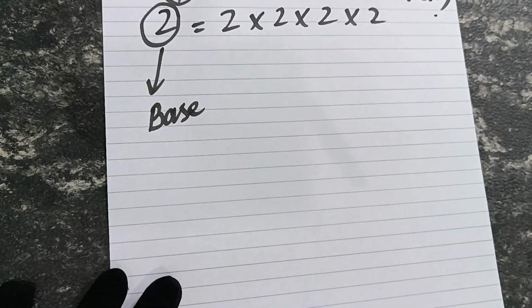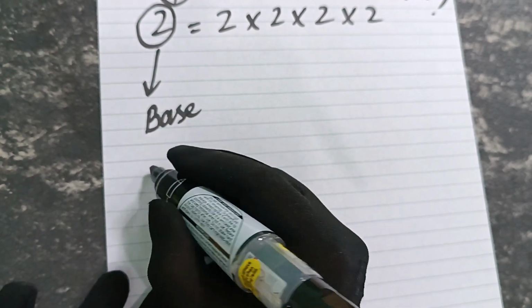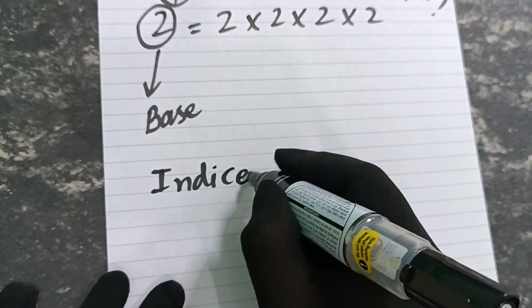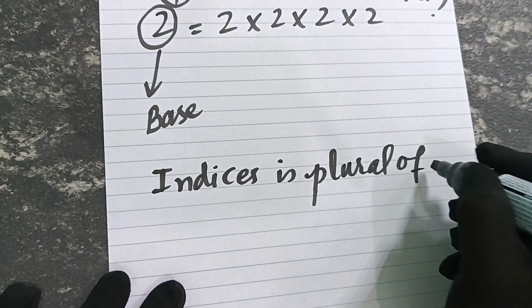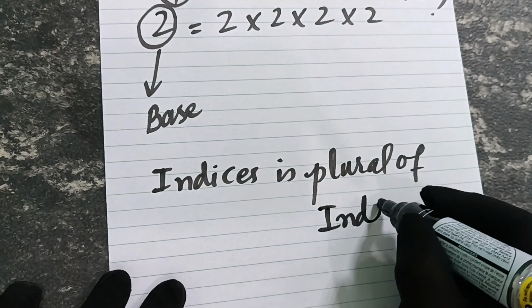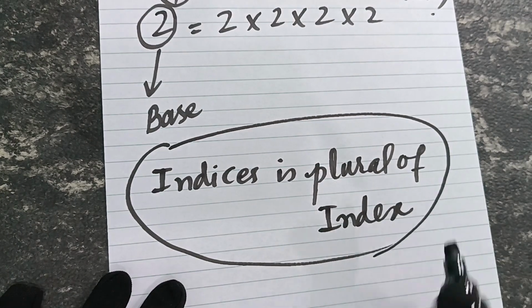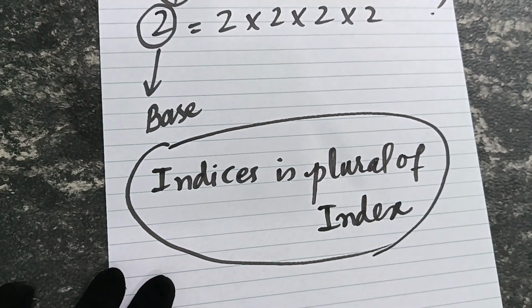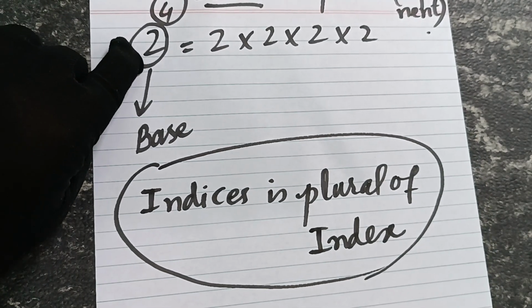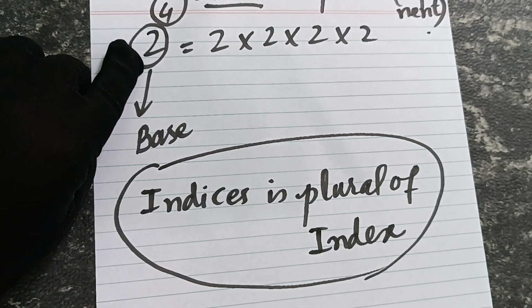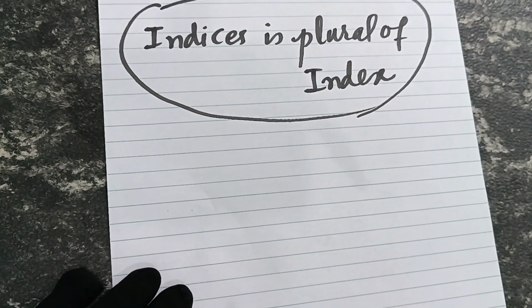Index is the singular form, and indices is the plural of index. We call it exponent, we call it index, we call it power. Anything we can call this one, and this will be the base of that power, base of that index, or base of that exponent. Now we will come to the laws, exponential laws.